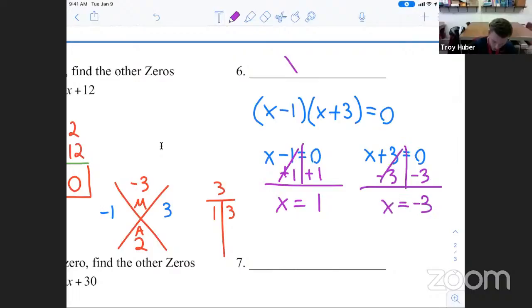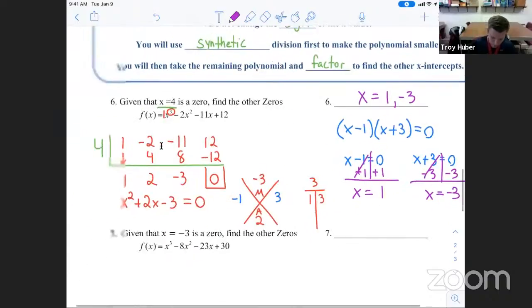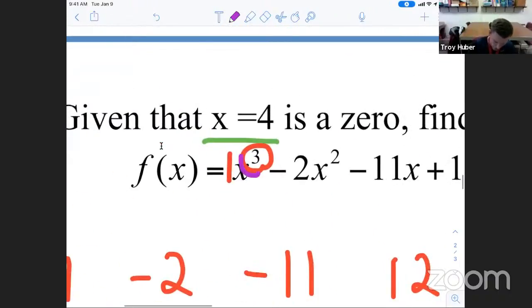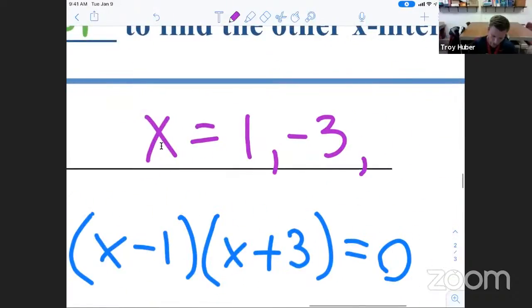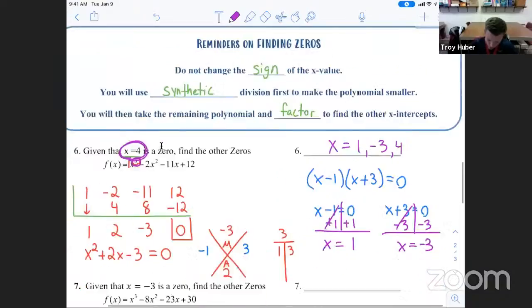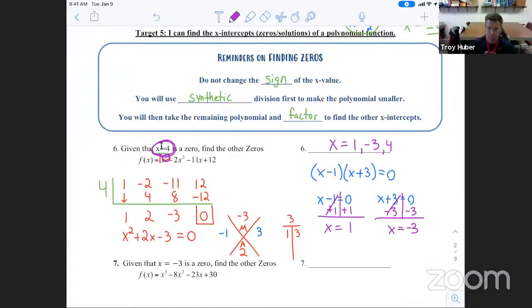So our solutions are x equals 1 and -3. Okay. But wait a second, remember it's x to the third, so shouldn't there be 3 solutions? Well, it gave you this first solution. So we could also write 4 in there as well. So that's all 3 of our solutions to that one.